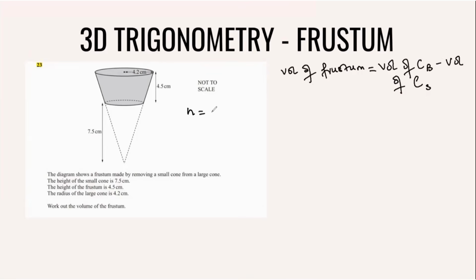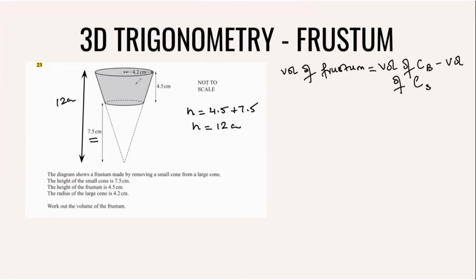Now to find the volume of the big cone, we need the height. So total height is going to be 4.5 plus 7.5, which is 12 centimeters. So that is your total height over here. Now for the volume of the small cone, we need the small height, so we have that already. But we need the radius as well. As you can see, this radius is not given. This circular base is the base of your small cone and is the top part of your frustum.